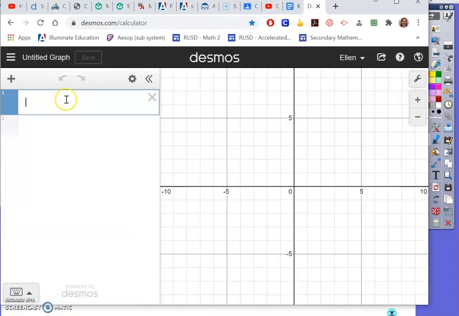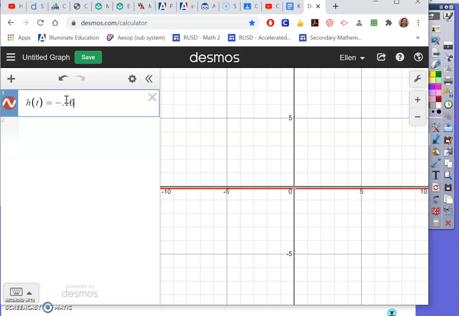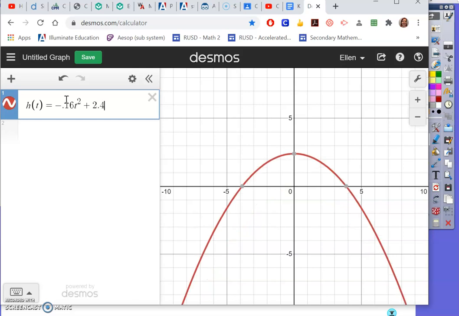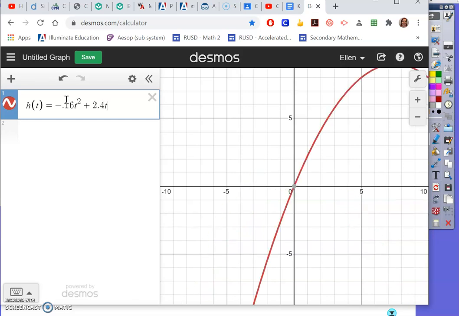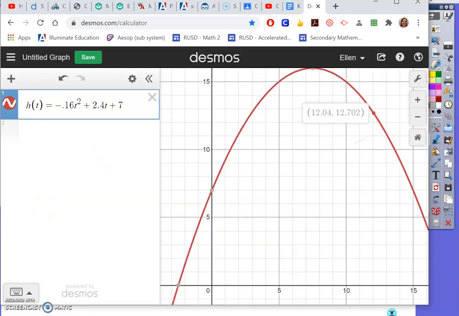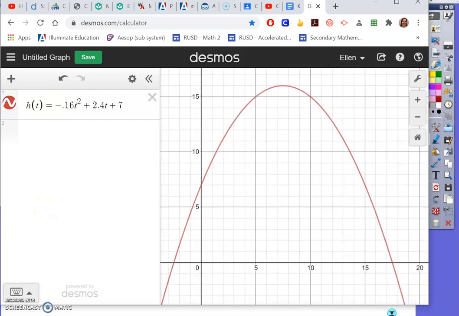Okay, and then I'm going to type the equation I was told, which is h of t equals negative 0.16 t squared plus 2.4 t plus 7. So here's my picture. I'm going to kind of shrink it up a little.